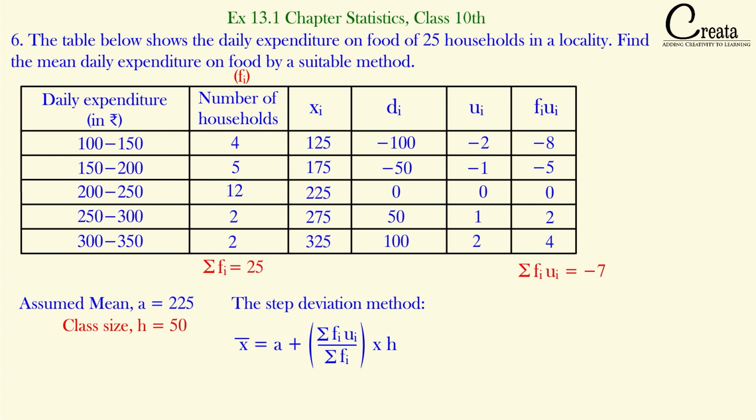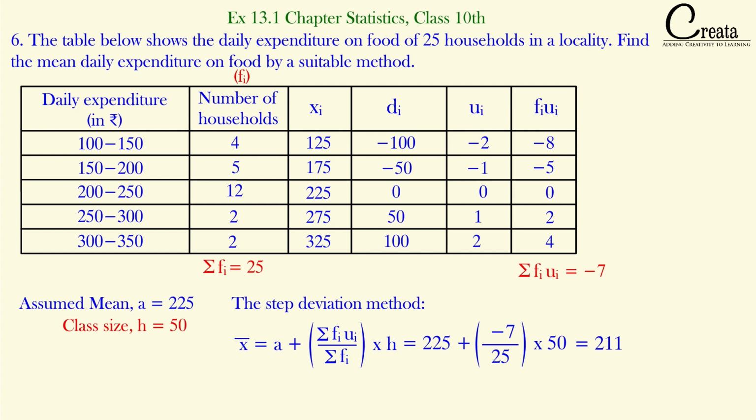Let's use the formula of step deviation method, which is this formula. Here A, that is the assumed mean, we have assumed as 225, the middle value. Further, the class size h, it is 50. Let's put all the values into the formula. On solving, we got our answer as 211, which is the mean daily expenditure on food by that locality.